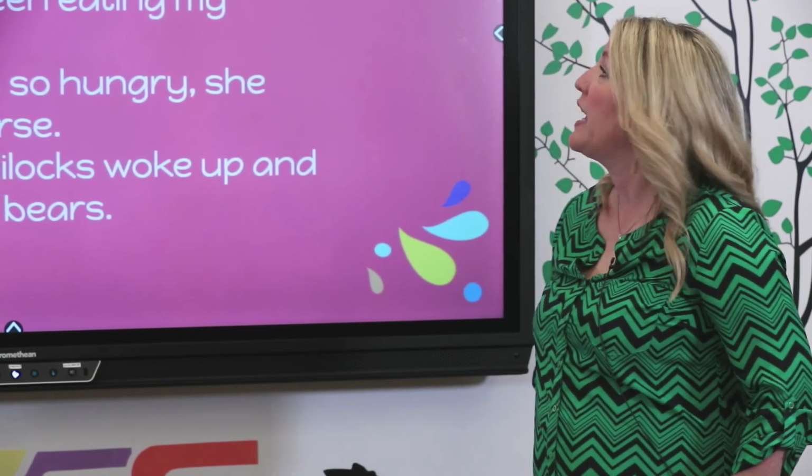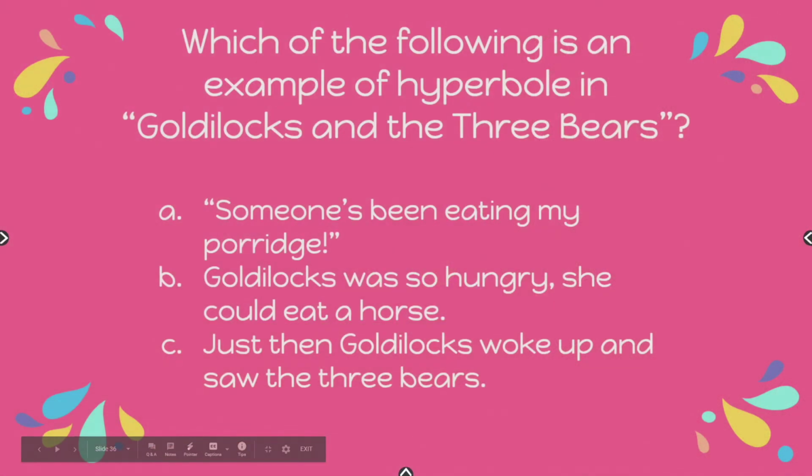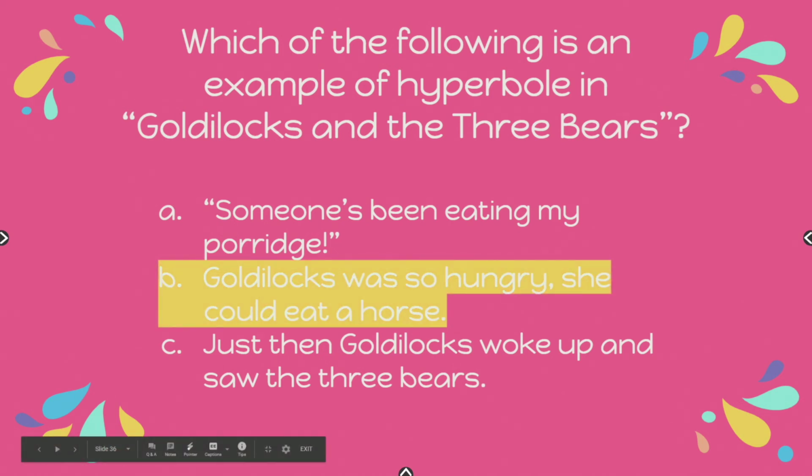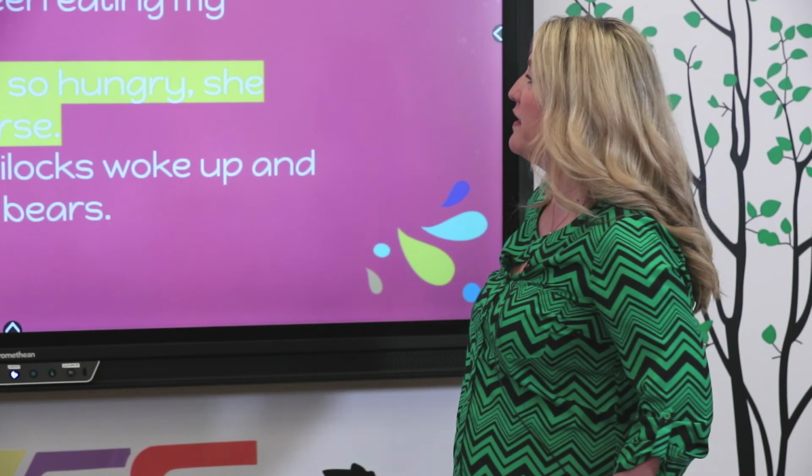Which of the following is an example of hyperbole in Goldilocks and the Three Bears? A, someone's been eating my porridge. B, Goldilocks was so hungry she could eat a horse. C, just then Goldilocks woke up and saw the three bears. Remember, hyperbole is when you have said something that's an exaggeration. So it's not true. If you said B, Goldilocks was so hungry she could eat a horse, you are correct. She's not really going to eat a horse, but she's really hungry, and I know that.